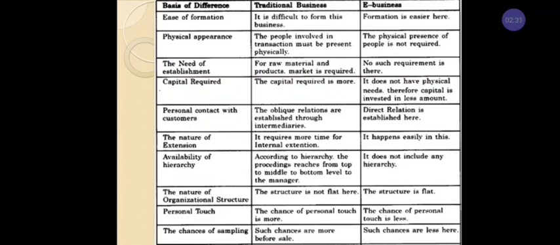Through the website, the customer purchases the product. There is no face-to-face contact between the business and customer, or between manufacturer and customer. In the second point, physical appearance in traditional business is required, and in e-business, not required. Next one, the need of establishment. When you want to start the business, what is the main thing required? In traditional business, raw material, product, and market are required.